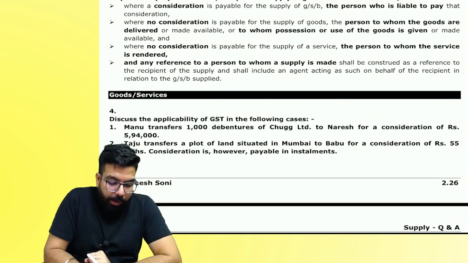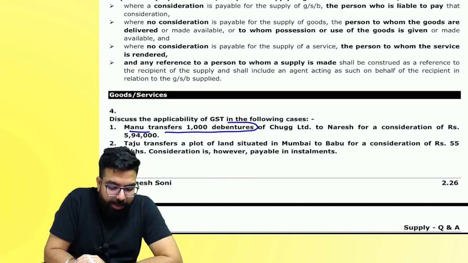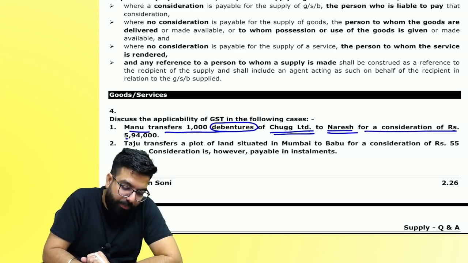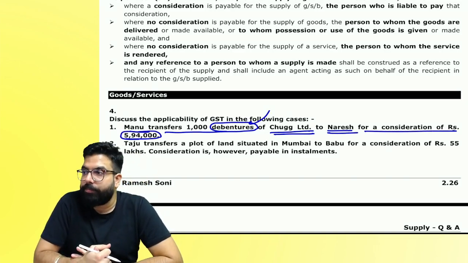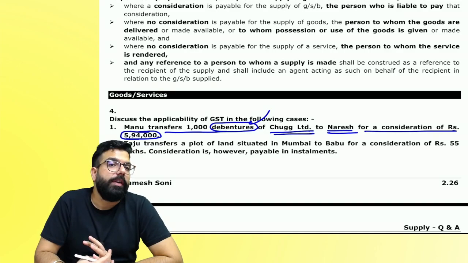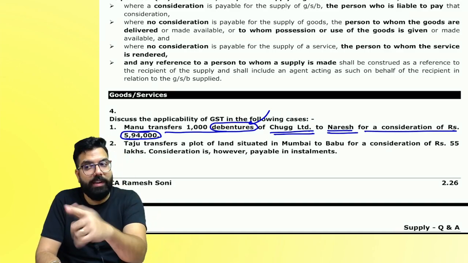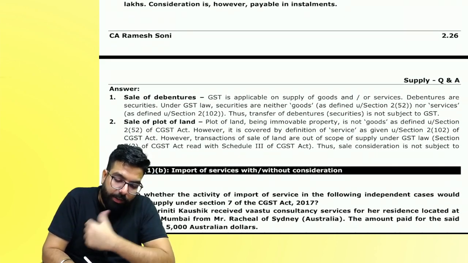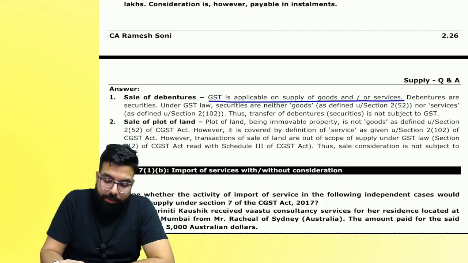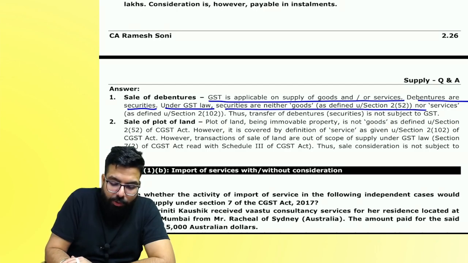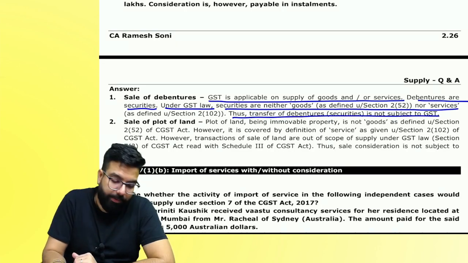Okay, see. Manu transfers 1,000 debentures of Chug Limited to Naresh for a consideration of 5,94,000. Debentures are securities. Are securities goods or services? Neither goods nor services. It is not goods also. Will GST come? They are asking to discuss the applicability of GST. What will you say? GST is applicable on goods and services, and debentures are securities. Under GST, securities are neither goods nor services. Thus, transfer of debentures is not subject to GST. Next.